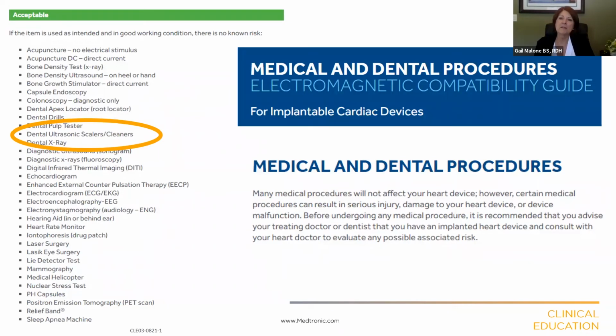So what do the manufacturers of these implanted medical devices say? This is from the Medtronic website, Medtronic being a leading manufacturer of these implantable devices. And as you can see, they state that if the device is used as intended and it's in good working condition, there are no known risks to all of the things that you see listed here, and dental ultrasonic scalers and cleaners are circled.